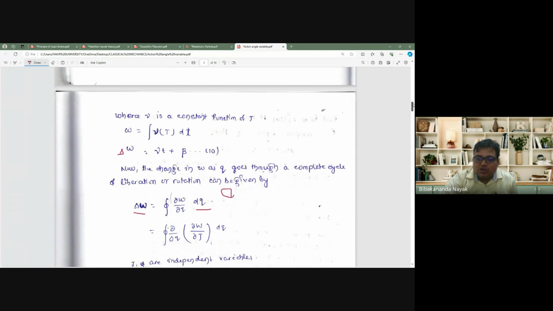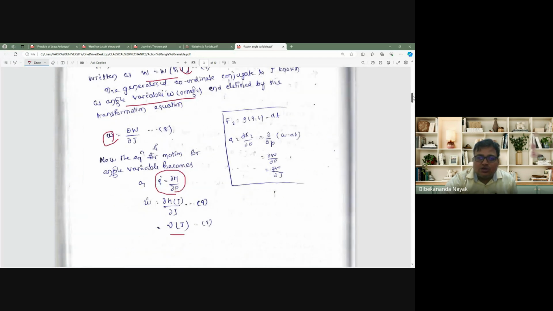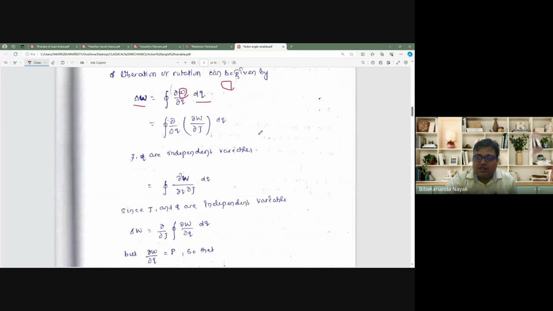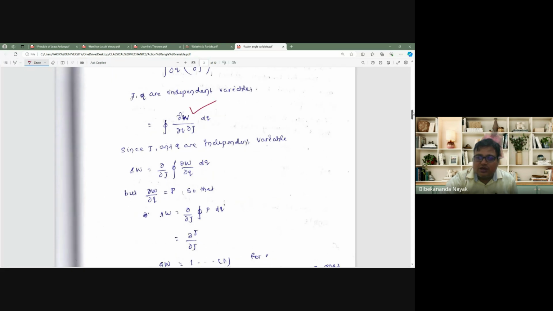But this one, omega, is equal to dW by dJ, or del W by del J. Putting that, we get this equation, del square W by del Q del J. Since J and Q are independent variables, we can write del W is equal to del by del J. Since the integration is only on Q, I can take del by del J outside: del by del J of the integration of del W by del Q dq.